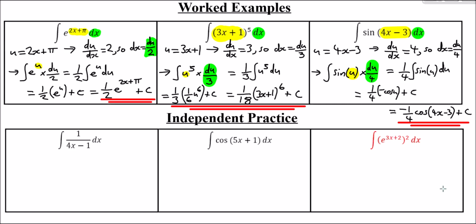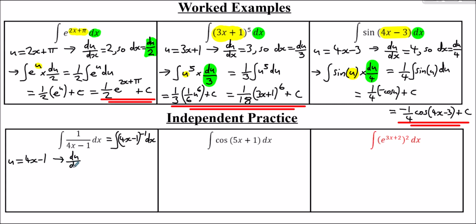So pause now if you want to, and then press play when you're ready to see the solutions to these. Hopefully yours will match mine, and if so, you know you've got this strategy almost mastered, or at least beginning to. Okay, so let's see the solutions. So the first one, let's call this the same as the integral of 4x minus 1 to the minus 1 dx. So we're going to say u is 4x minus 1.